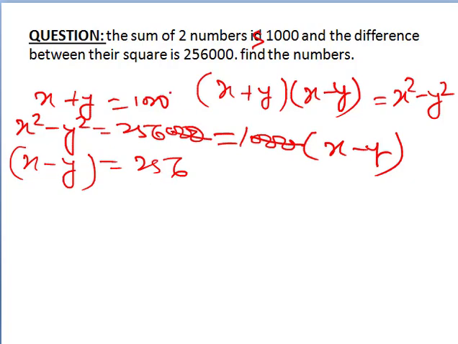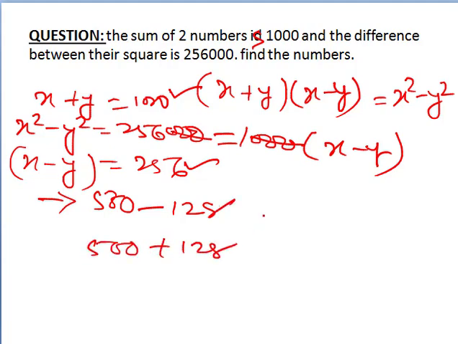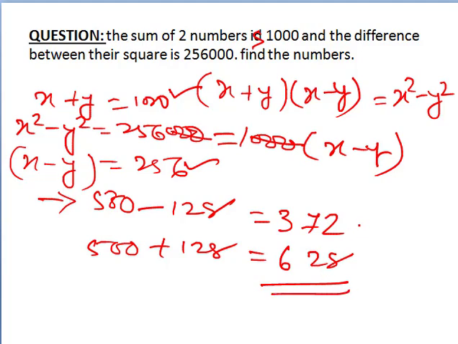So x minus y is equal to 256. Now we know x plus y is equal to 1000, x minus y is equal to 256. And the best way to get the answer is, you have to divide this by 2, and divide this by 2. Dividing by 2 gives you 500 and 128. So 500 minus 128, and 500 plus 128. So one answer that comes is 372. 500 plus 128 is 628. So your two answers are 372 and 628.